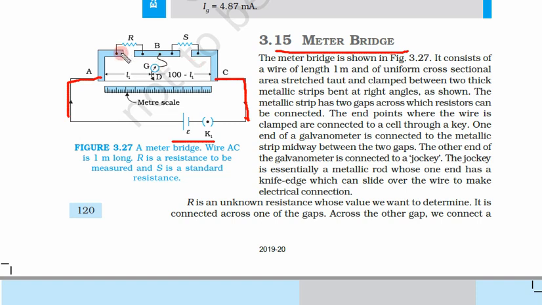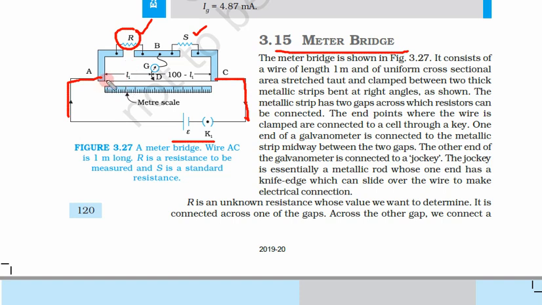Now there are two resistances, this R and S. This R is the unknown resistance. This S is the known resistance. So we have to calculate this unknown resistance, similar to that Wheatstone bridge.